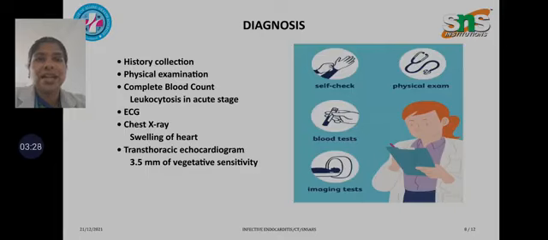Diagnosis is also done: history is collected, physical examination is completed, and a complete blood count shows leukocytosis in the acute stage. ECG is also done, tachycardia was noted, with changes in all the chest leads, and a chest X-ray is also done, showing swelling of the heart. Transthoracic echocardiogram shows a 3.5 mm vegetation on the posterior mitral leaflet.